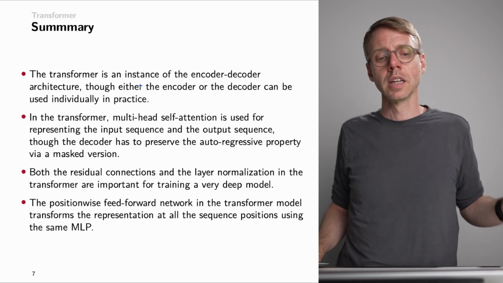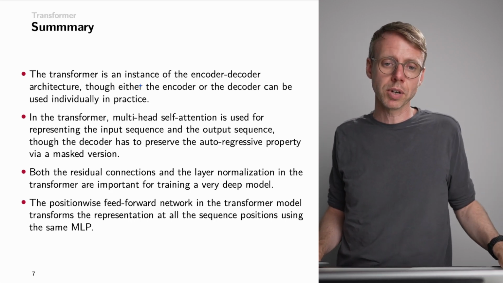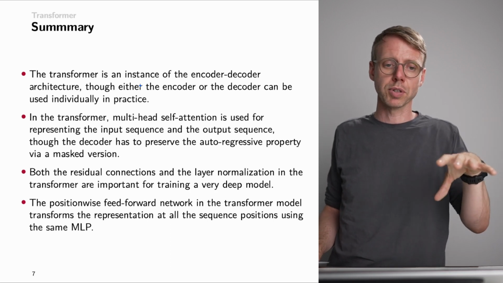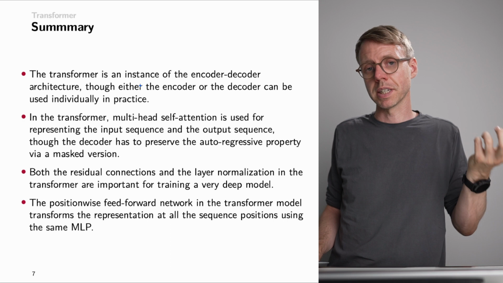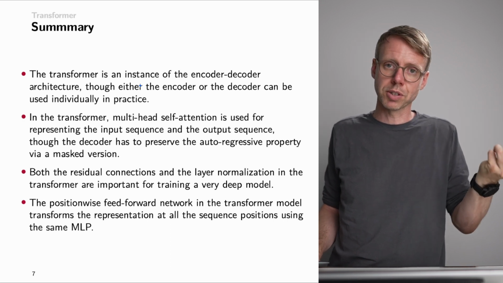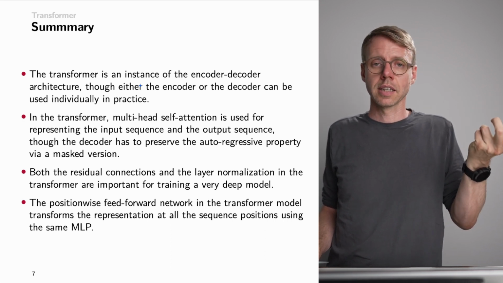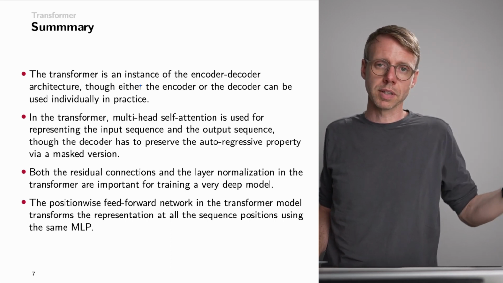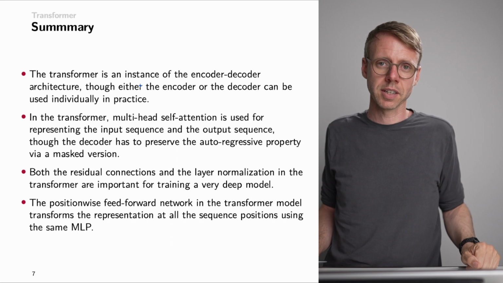The position-wise feed-forward network in the transformer model transforms the representation at all the sequence positions using the same multilayer perceptron, so a feed-forward neural network that uses the same weights for all the tokens in the input sequence and the generated sequence.